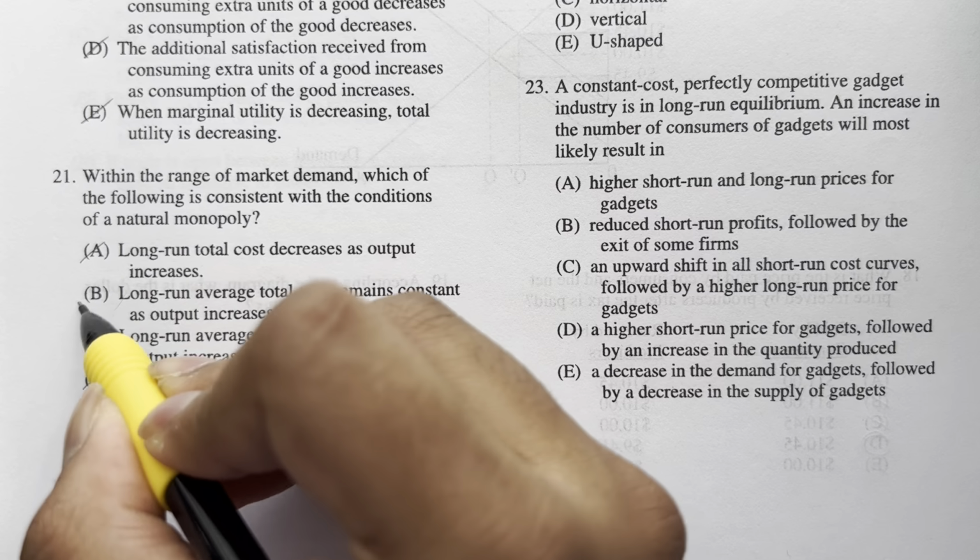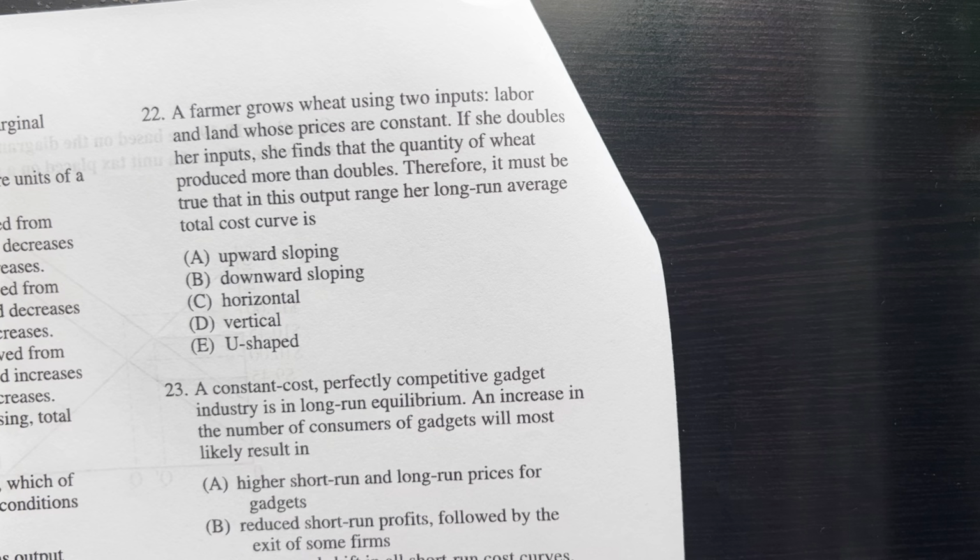Yep, it's literally C. Next, 22. A farmer grows wheat using two inputs, labor and land, whose prices are constant. If she doubles her inputs, she finds that the quantity of wheat produced more than doubles. Therefore, it must be true that in this output range, her long-run average total cost curve is... All right, so if she doubles her inputs, the quantity of wheat produced more than doubles.